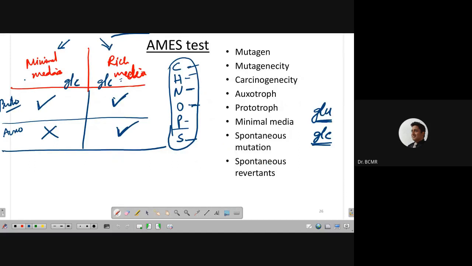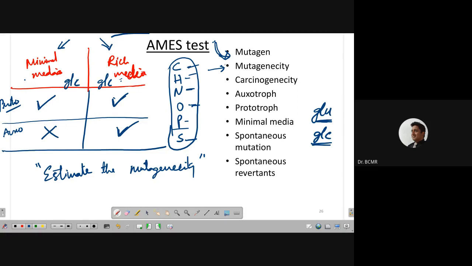The objective of the Ames test is to evaluate or estimate the mutagenicity. I hope you know what a mutagen is: a compound that could cause a mutation. Mutagenicity is the degree of mutation. How many mutations can a compound cause? The potency of the mutation.